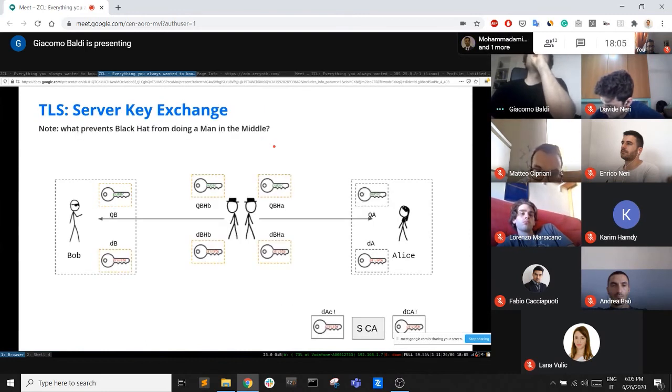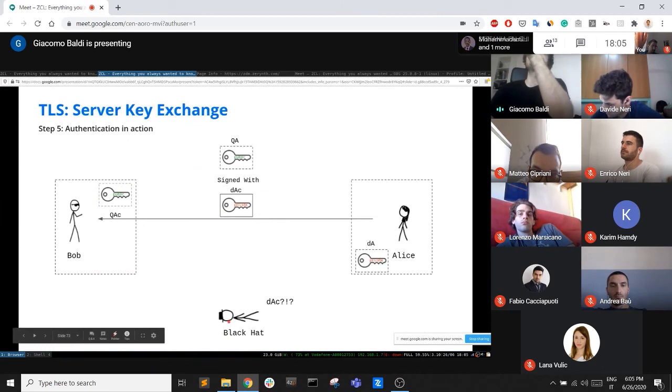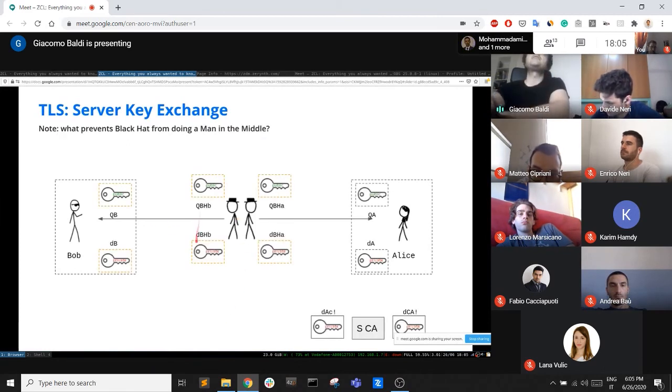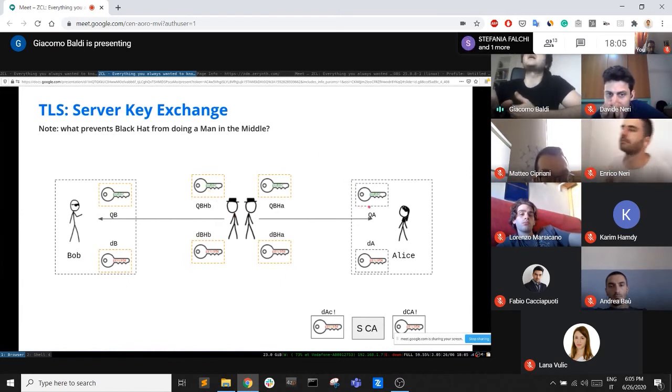Then we go on explaining why this is the authentication step. Because nothing prevents Black Hat from putting himself in the middle and performing a double key agreement, one with Bob and one with Alice, fooling Alice into thinking she is talking with Bob and Bob into thinking he is talking with Alice. Instead, they are both talking with Black Hat. Nothing in the key agreement algorithm prevents this. If Bob receives a fake key from Black Hat, he cannot know that the key is not coming from Alice, because there is nothing about authentication in the key agreement protocol.